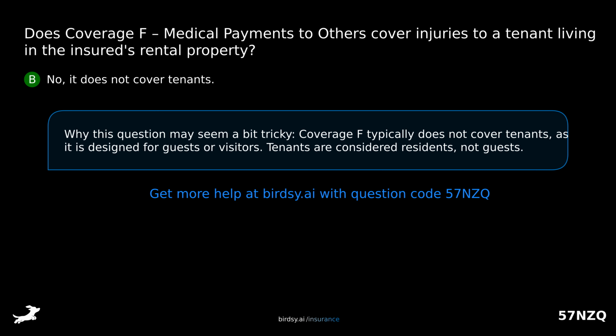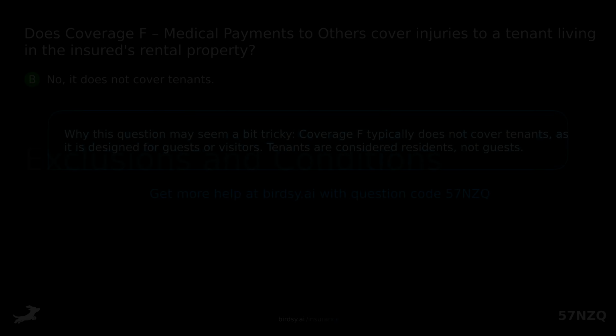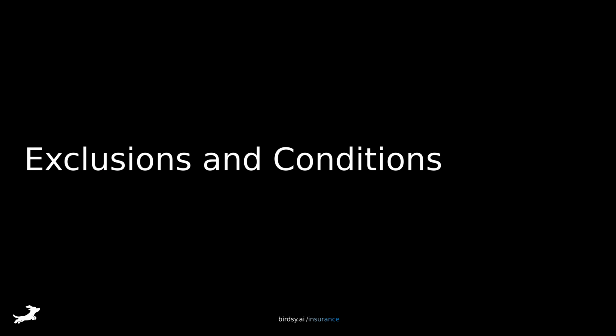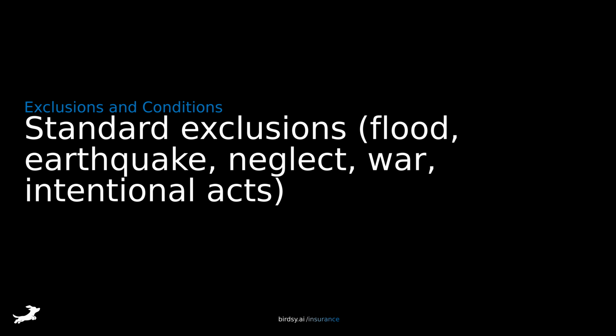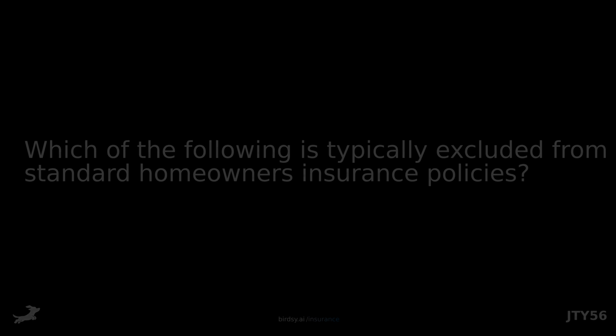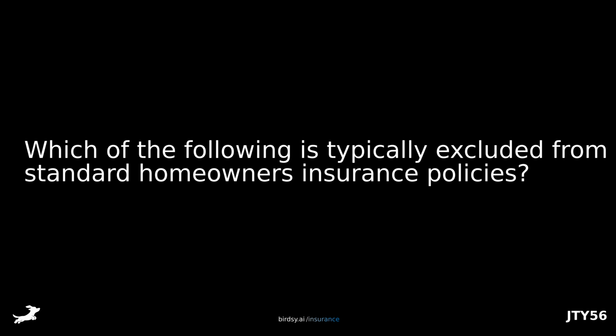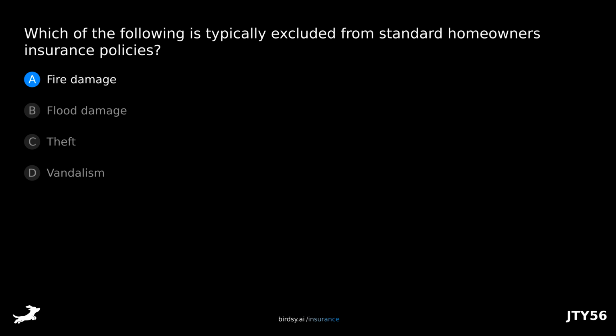Why this question may seem a bit tricky. Coverage F typically does not cover tenants, as it is designed for guests or visitors. Tenants are considered residents, not guests. Exclusions and Conditions. Standard exclusions: flood, earthquake, neglect, war, intentional acts. Which of the following is typically excluded from standard homeowners insurance policies? Is it A, fire damage, B, flood damage, C, theft, or D, vandalism?